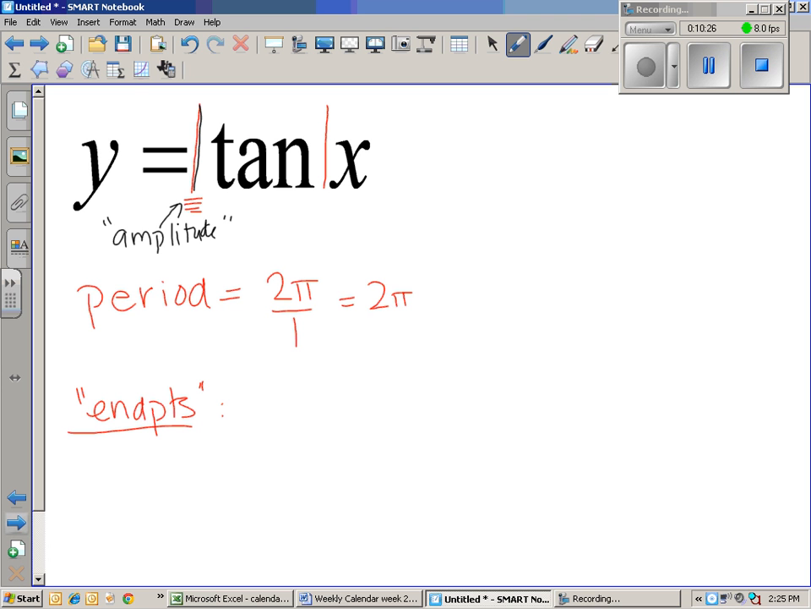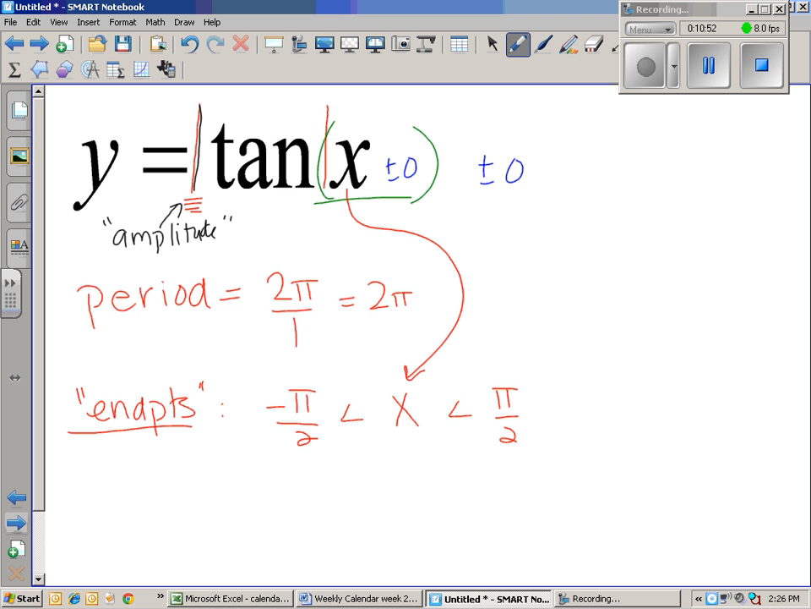And one period is going to be from negative pi over 2 to pi over 2. Those are going to be the same no matter what is in here. Notice we have no vertical shift and no horizontal shift. So that's good news. This is our parent function. So we're going to take this and we're going to pop it in here.